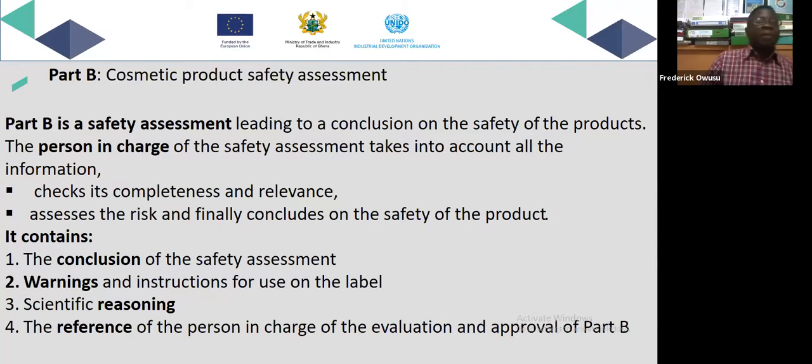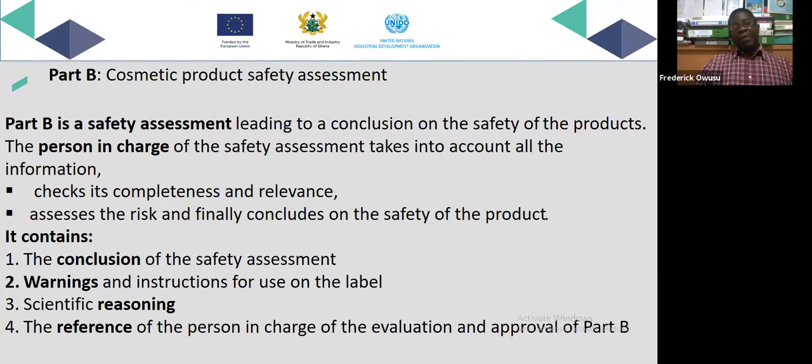Now let's look at part B of the same product safety report. This part talks about the safety assessment. Safety assessment leading to a conclusion on the safety of the product. So it's not just a matter of saying it, but it should be based on the conclusion of your assessment, that you assess the product scientifically. And these are the findings.